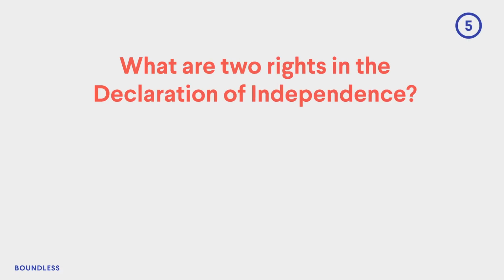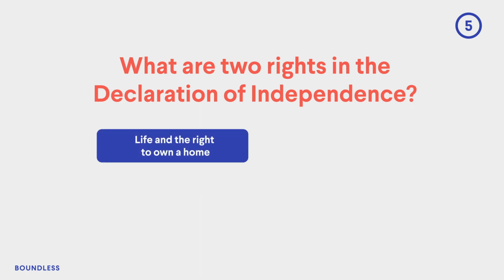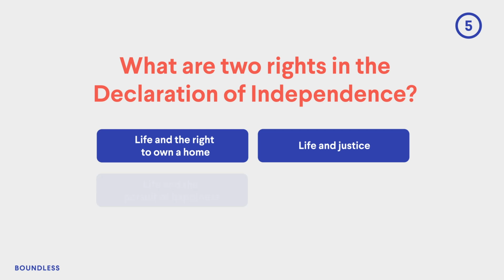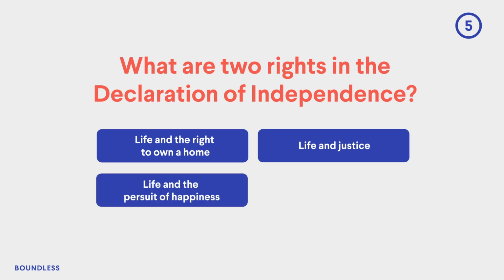What are two rights in the Declaration of Independence? Life and the right to own a home. Life and justice. Life and the pursuit of happiness. Life and death.